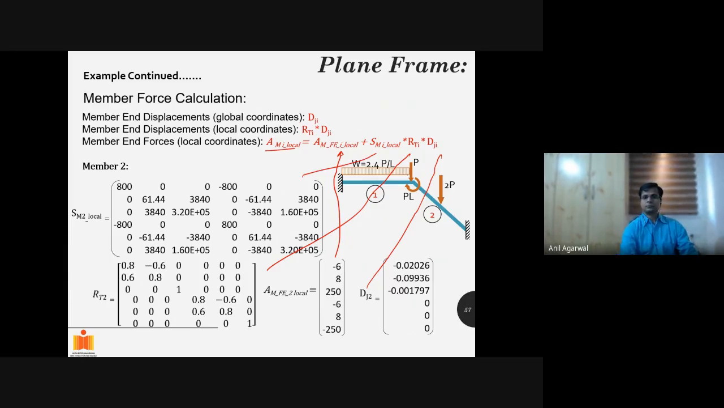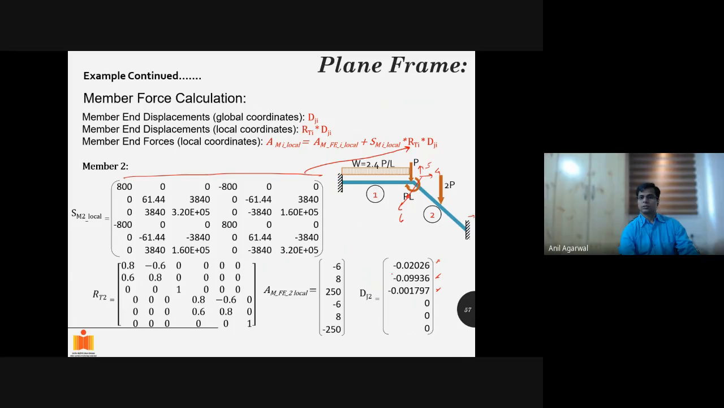Fine. Similarly, for the second member, this was the stiffness matrix we had developed in the local coordinate system that will go into RTI. This was the displacements we calculated. So for the second member, we had 4, 5, and 6, 7, 8, and 9. Out of these, 4, 5, 6 values are given here.